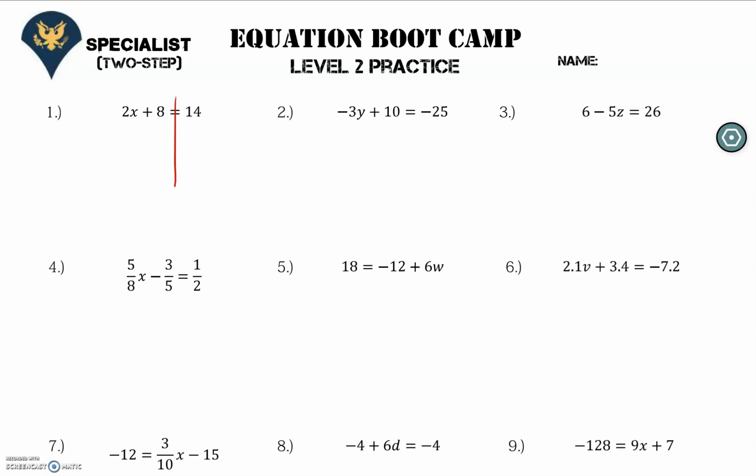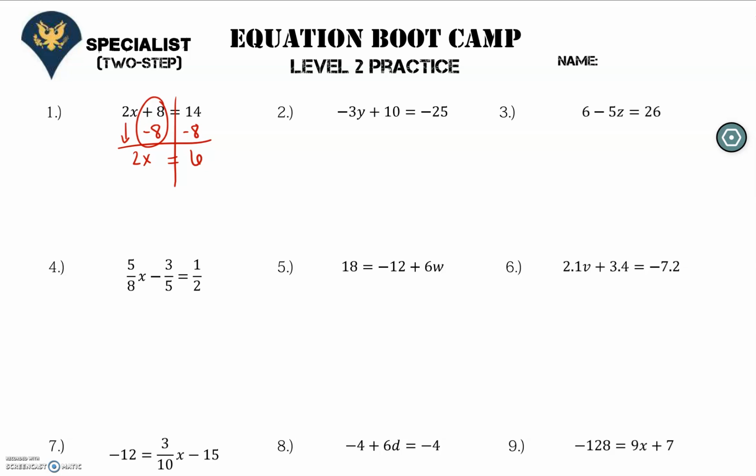So to make this positive 8 zero, I subtract 8. But I'm out of balance if I don't do it to the other side. I bring 2x down, 8 minus 8 is 0. Bring my equal sign down, and 14 minus 8 would be 6.